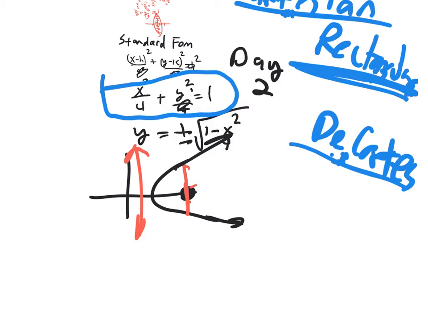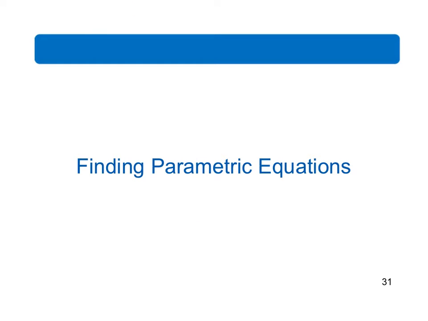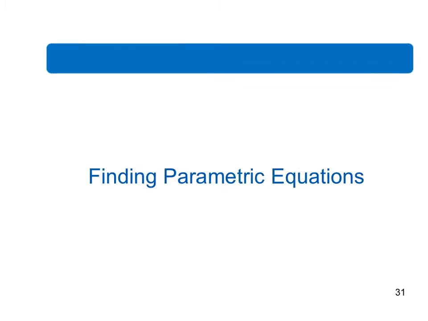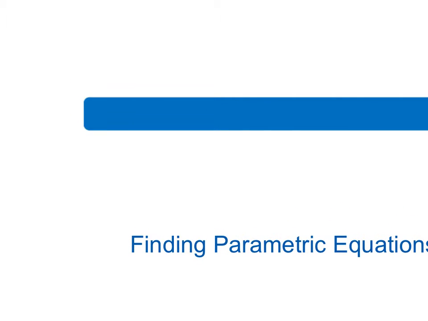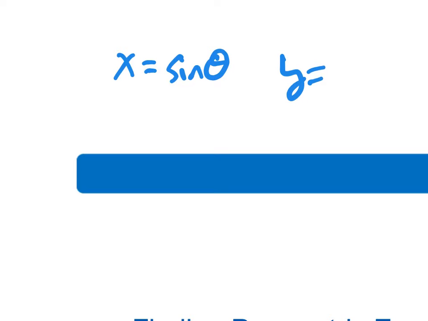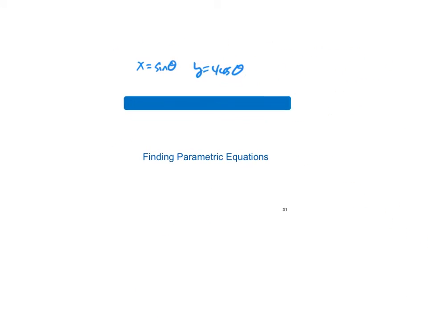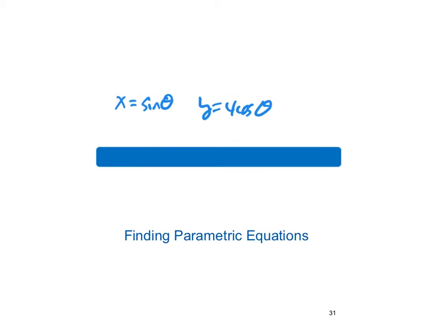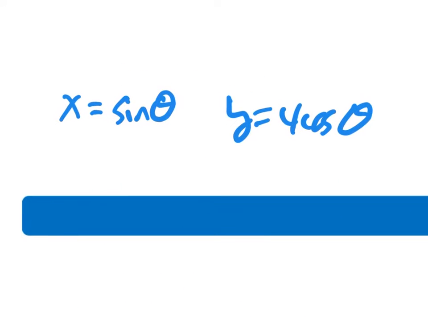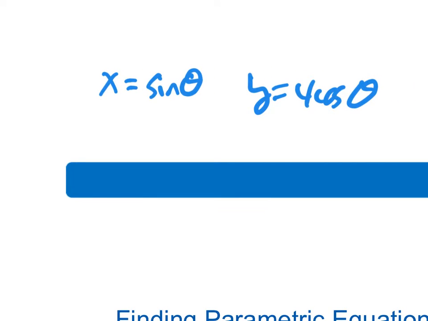All right. So back to notes. I wanted to wrap up finding parametric equations. What we've done so far, for instance, I'm going to put one practice problem here. If x equals sine of theta and y equals 4 cosine of theta, that is in parametric form. If I gave you this set of parametric equations and asked you to turn them into a Cartesian equation or rectangular equation, remind me what we had to do.